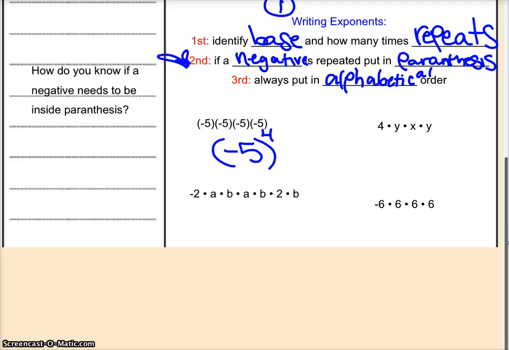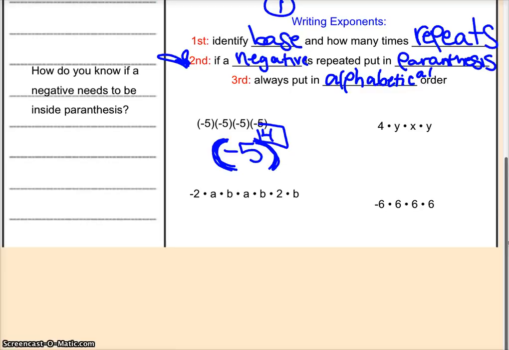Sydney, why wouldn't the 4 be in there with the -5? Because I'm multiplying 5 by itself 4 times. That 4 tells us how many times you're multiplying the base by itself. Okay? And then why it wouldn't be inside is because the only thing being repeated is the -5. You only want to put what's repeated into the parentheses. Okay? That's all you want to do.